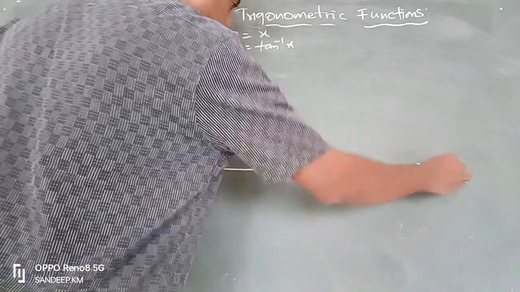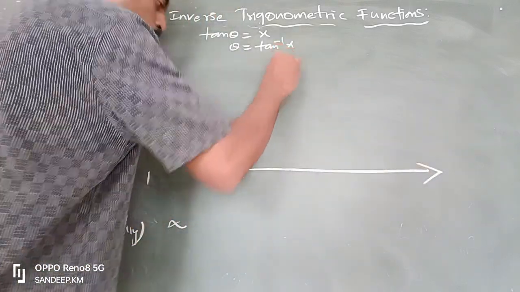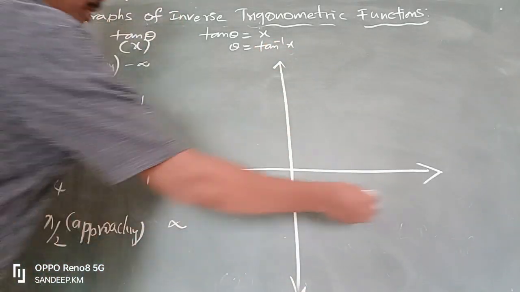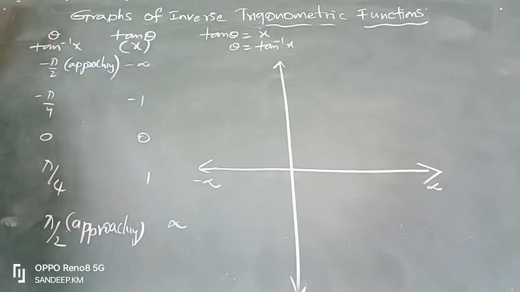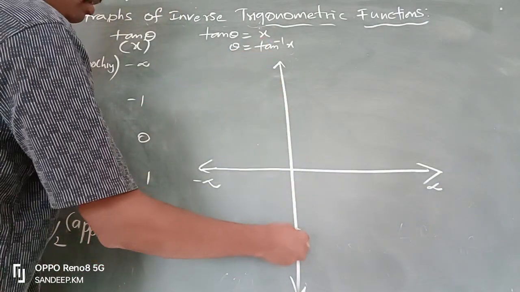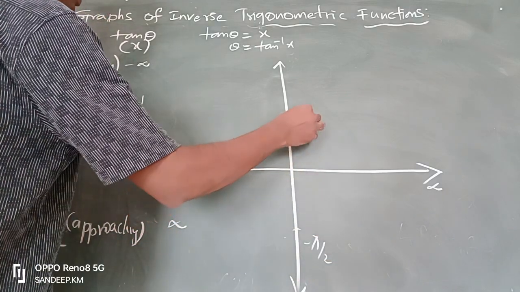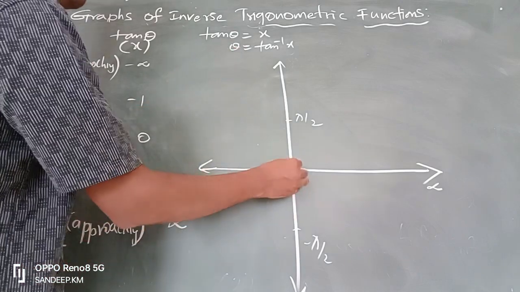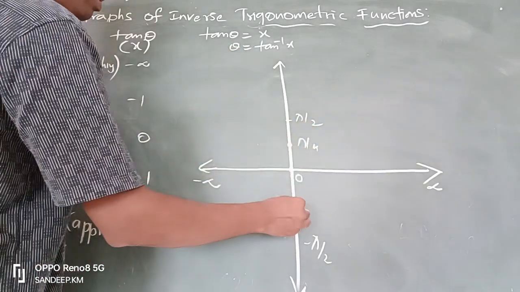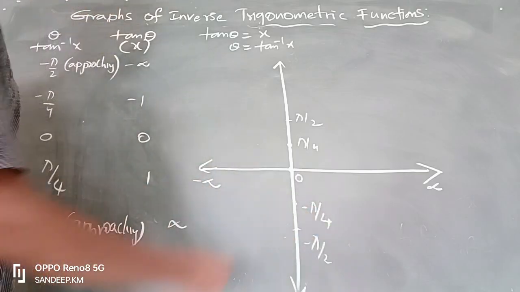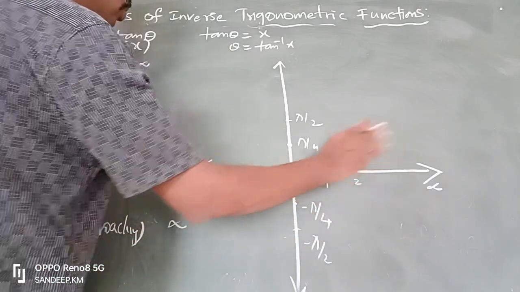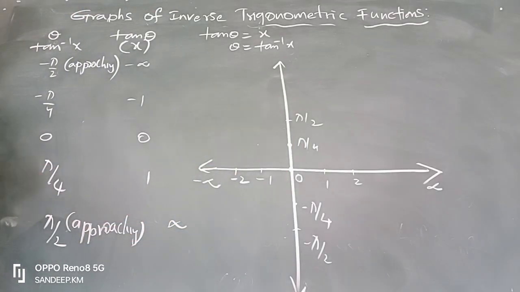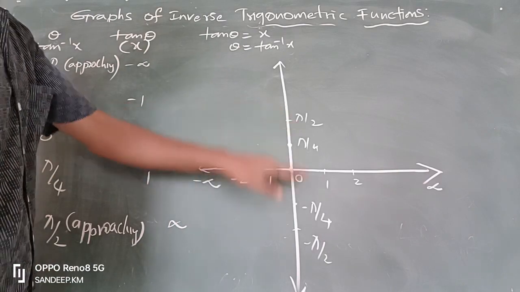Let me draw the x axis and y axis. The domain of tan inverse x is minus infinity to plus infinity, and the range of tan inverse x is between minus pi by 2 and plus pi by 2. Okay, so let me look at some more points in the output. 0, pi by 4, minus pi by 4, and then here 1, 2 and so on, minus 1, minus 2 and so on. And dotted lines at output pi by 2 and output minus pi by 2.